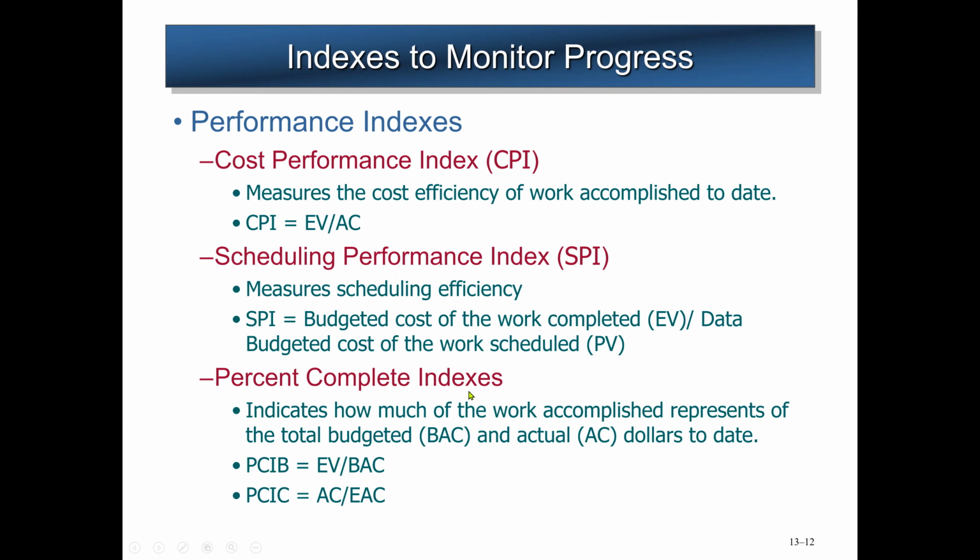And we have the percent complete indices, which indicate how much of the work accomplished represents of the total budget. This stands for BAC, the total budget, and actual dollars, AC. So the PCIB is equal to EV divided by BAC. Again, EV is the budgeted cost of the work completed, and BAC represents the total budgeted cost. Then we can also find the PCIC, which stands for the percent complete index cost, which will be AC divided by EAC.